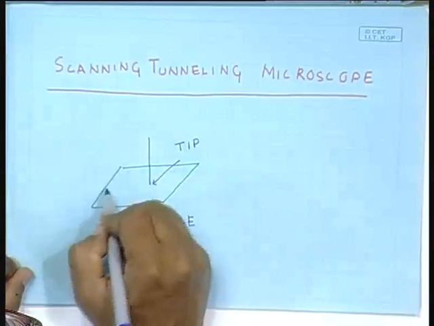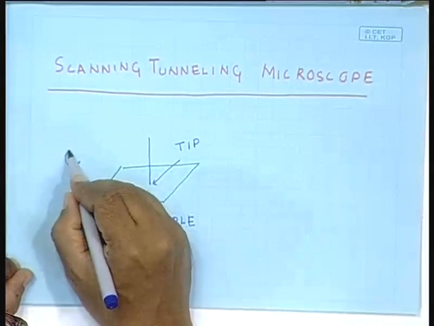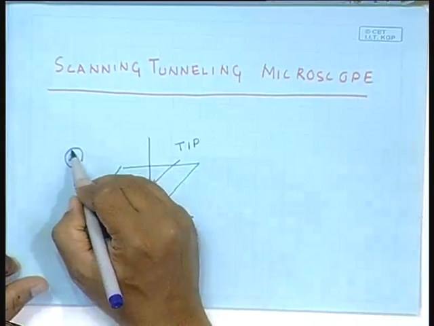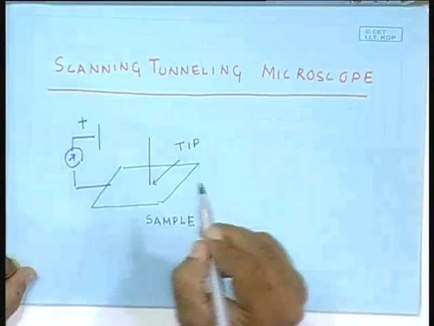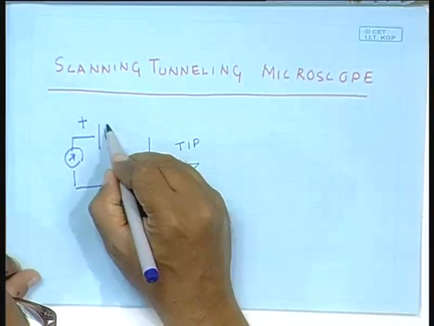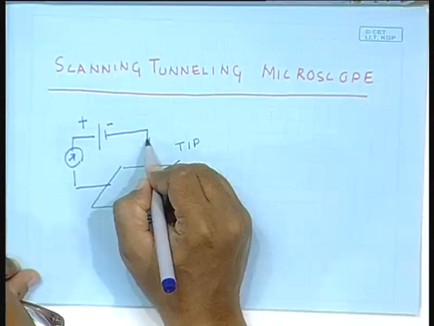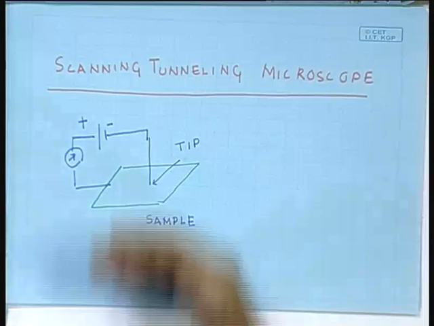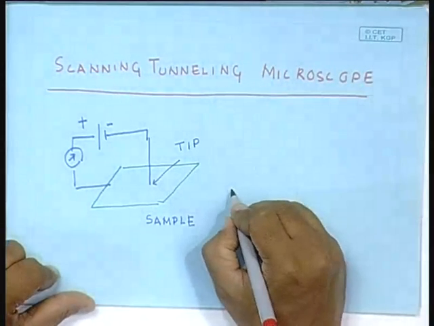This is all put in a circuit. So, there is a circuit here where there is an ammeter and a bias applied: there is a positive voltage applied to the sample and there is a negative voltage applied to the tip. If you draw a section, then the sample looks like this.